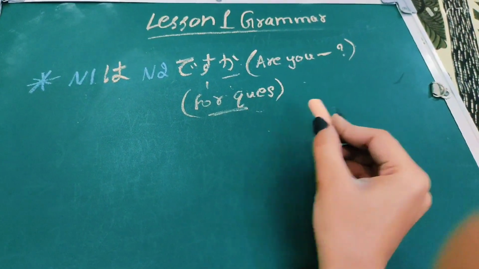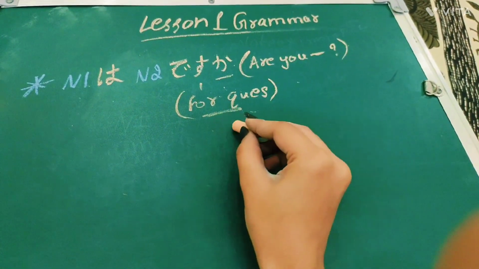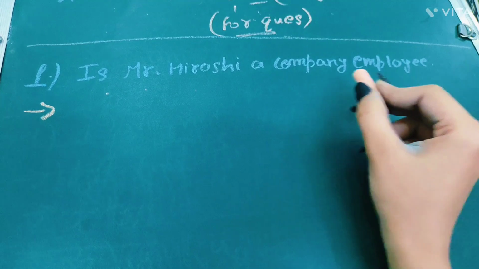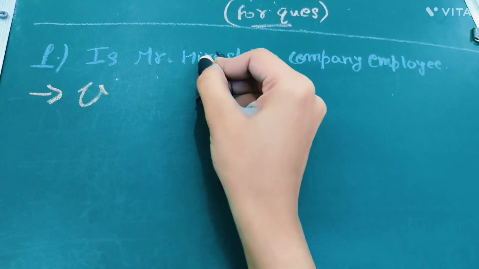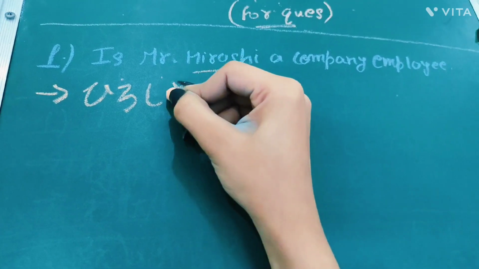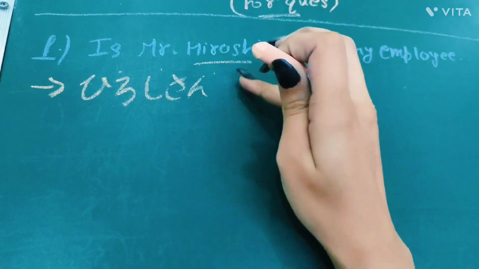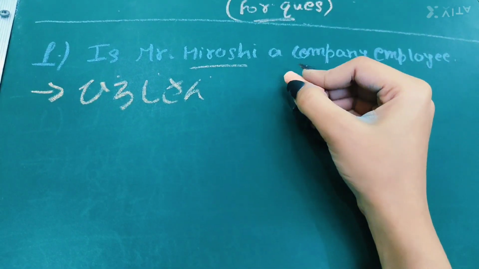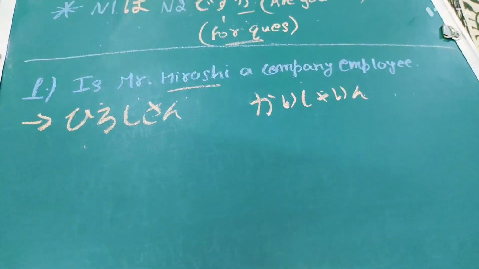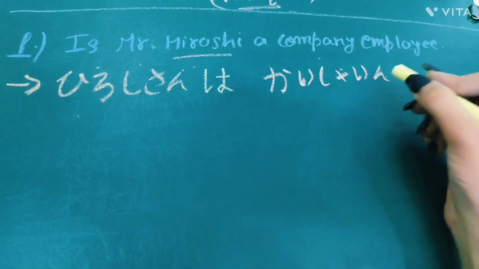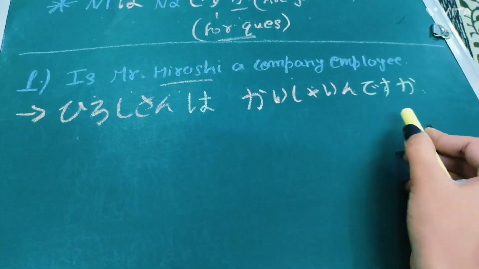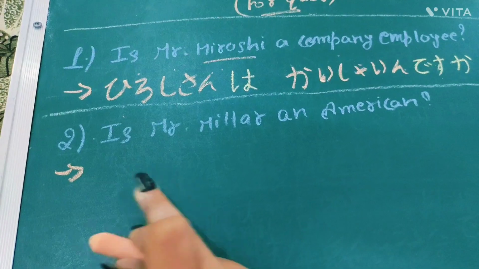To ask a question. Are you this? Are you that? か is for question. For example, is Mr. Hiroshi a company employee? Question. Hiroshi-san wa, Hiroshi is a Japanese name. Hiroshi-san, company employee, 会社員。Hiroshi-san wa 会社員ですか? Let's complete the sentence. Hiroshi-san wa 会社員ですか? Is Mr. Hiroshi a company employee?